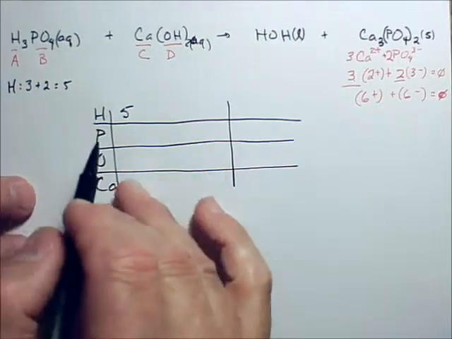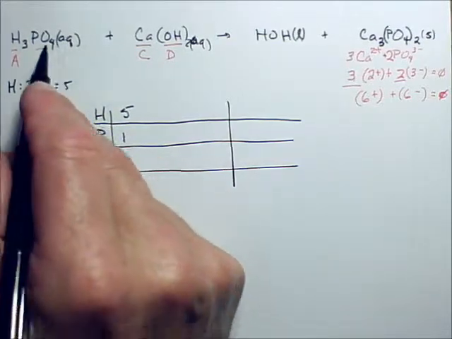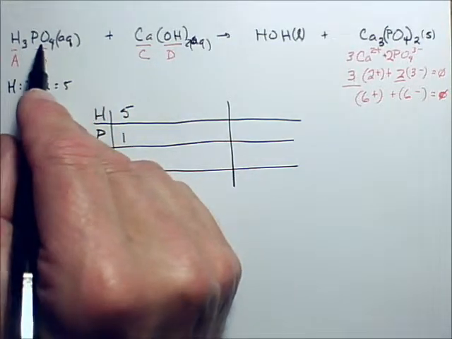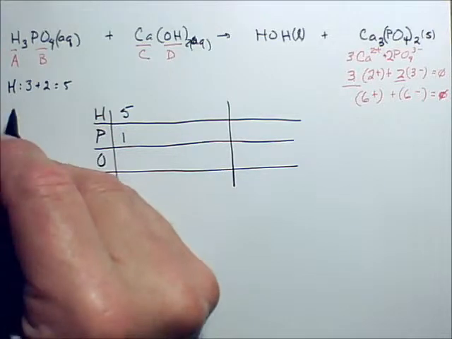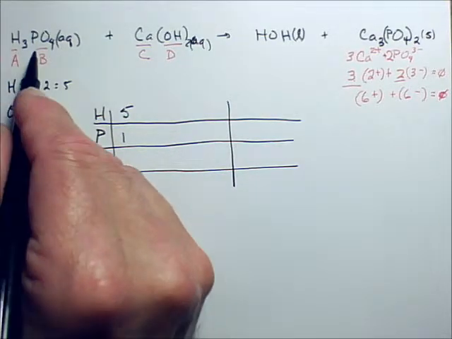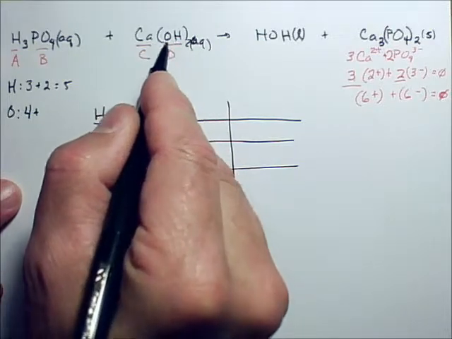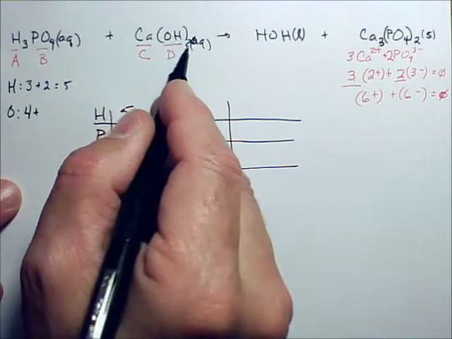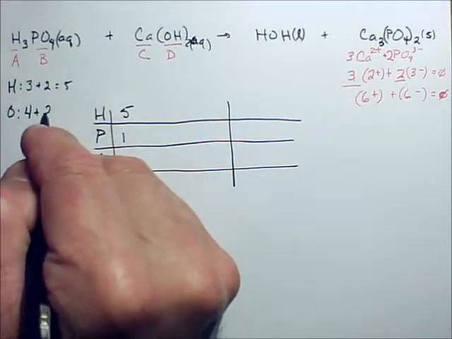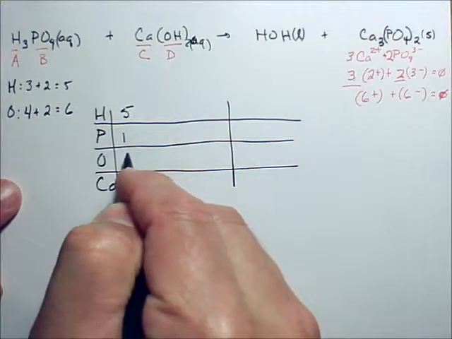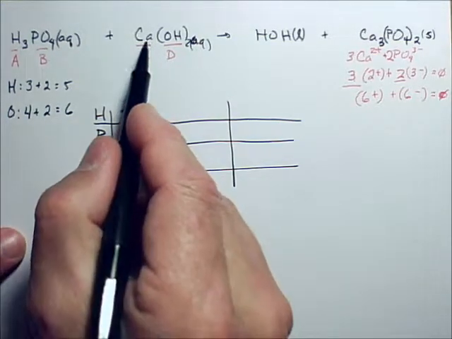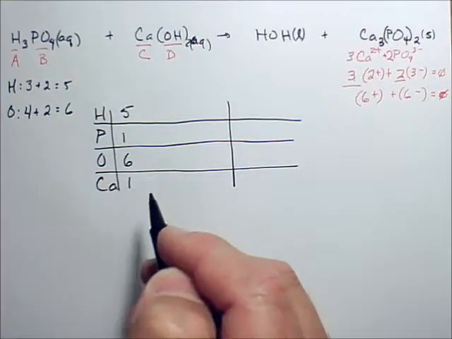All right, I've got 1 phosphorus. I've got 4 oxygens and 2 more over here. Let's make sure we keep up with it. 4 oxygens here, plus 2 times everything inside. There's an implied 1 there. 2 times 1. So that's 6 oxygens. I've got just 1 calcium.